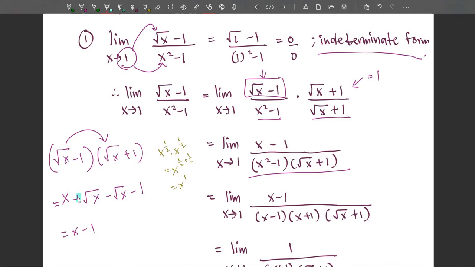Because here, positive root x minus root x is going to be 0. Maybe it's easier for you to understand, assuming that root of x equal to y, so positive y minus y is going to be 0. So here we have x minus 1.